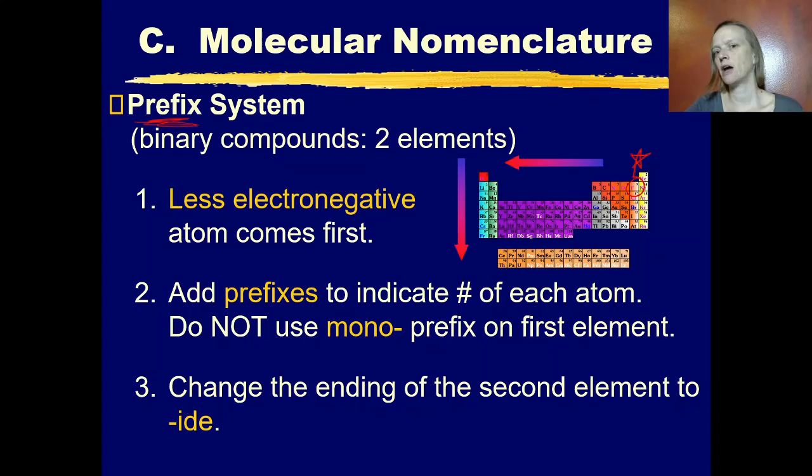Just like ionic compounds, we are going to change the ending of the second element to IDE. So we are going to take the names of the elements off the periodic table and change the ending of the element name to IDE if it's the second element in the compound.